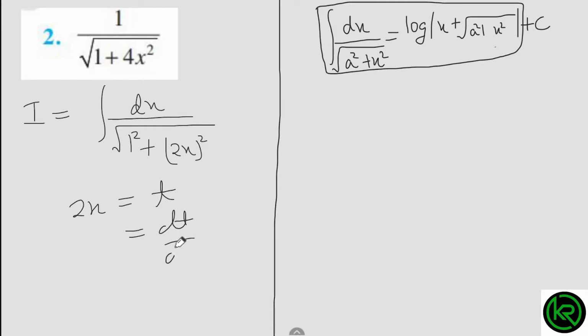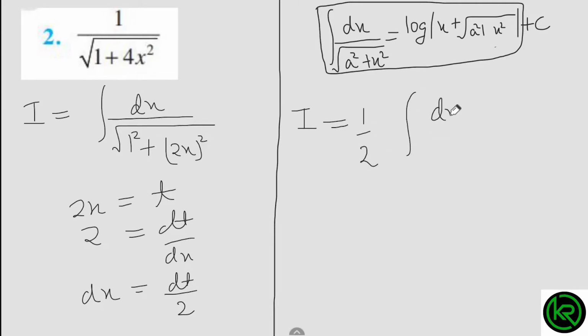But 2x we have to take first as t and differentiate both sides with respect to x. You will get dt by dx equal to 2, x differentiation is 1, so 2 dx will be equal to dt. Okay, so dx value is dt by 2, so I will become now 1 by 2 taken outside, and dx here will change to dt, and here we will get 1 square plus t square.